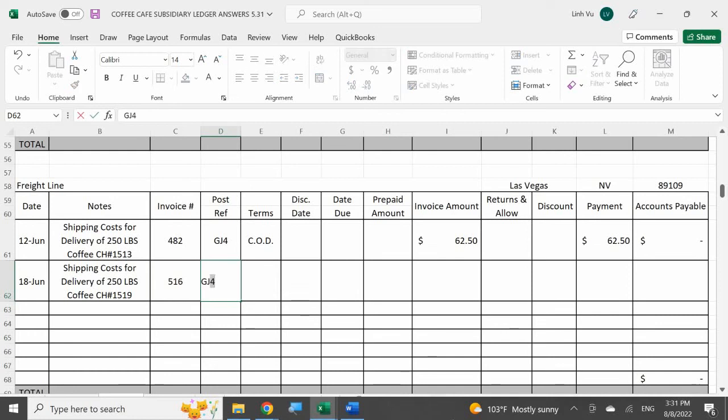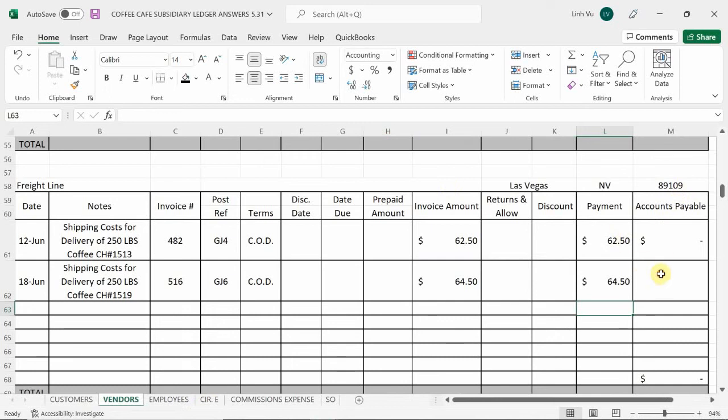And page 6 COD. Invoice amount $64.50. Payment $64.50. See? So as you can see here, by using Excel you're able to multiply, or copy cells into one another, again to save you extra time. Then up to Atlas.